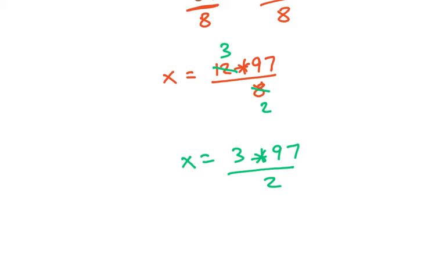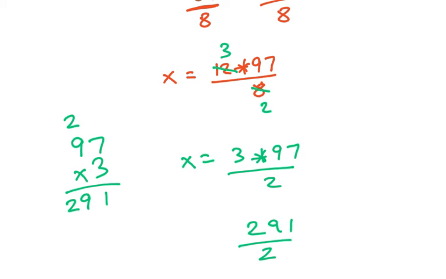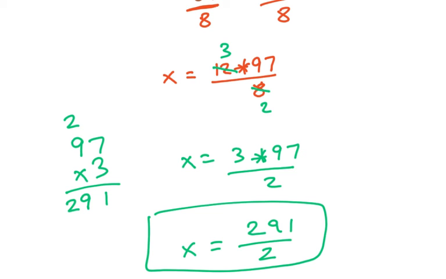Okay. All right, so from here, there's not a lot more I can do other than multiplying this out. So now I'm just stuck to do old school multiplication. 7 times 3 is 21, carry the 2. 9 times 3 is 27, plus 2 is 29. So this is 291 over 2, which is x. And there's our answer. So there you have it.